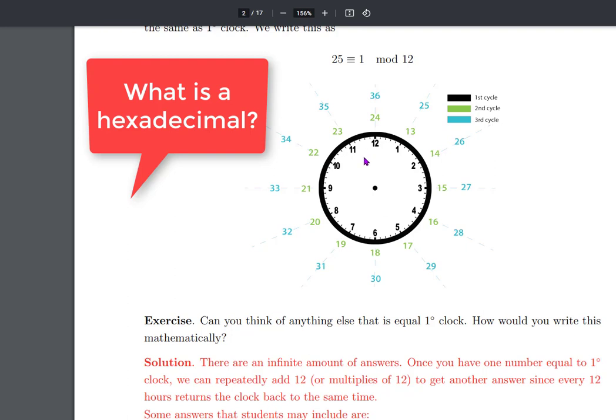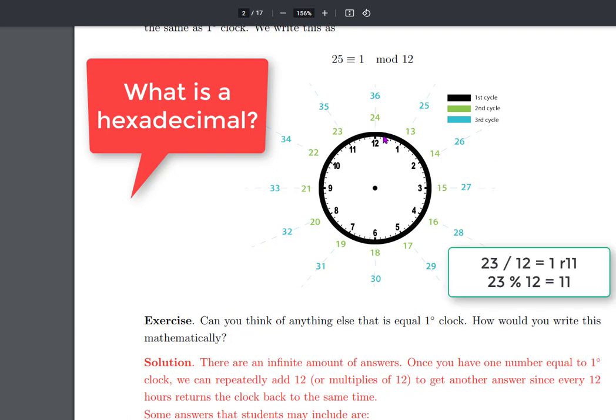And how do we arrive here? We are dividing by the base number 12, or the mod. We're saying it's mod 12, which just means we're dividing by 12 and looking only for the remainder. Yes, we are only interested in the remainder. 23 divided by 12 equals 11 remainder. That's how 2300 hours equals 11 o'clock or 11 p.m., because 11 is the remainder when we divide 23 by 12. So that's all we're doing.